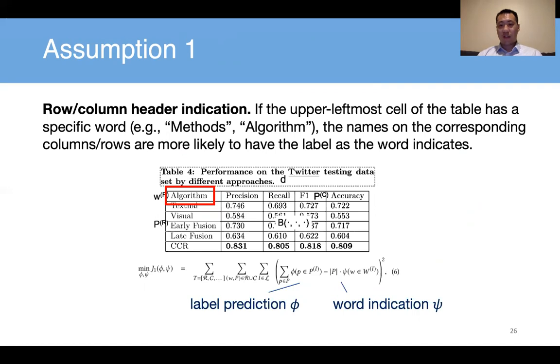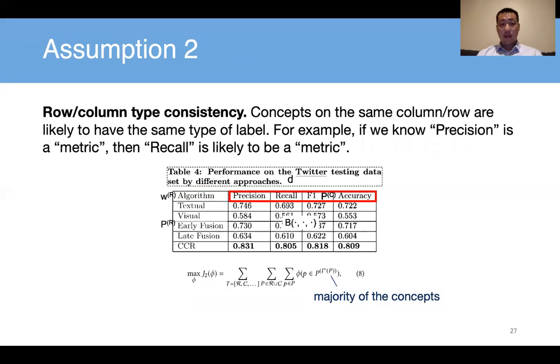The first assumption is the row or column header indication. If the indicator words in the row names are like algorithm or method, then the row headers are likely to be method. So a dictionary of this, learning a mapping function from the indicator word to the type, is very useful. The second is type consistency. It says that the column names in the same table, or the row names in the same table, should have the same type. They are consistent within the table. That's also a rule that we can apply.